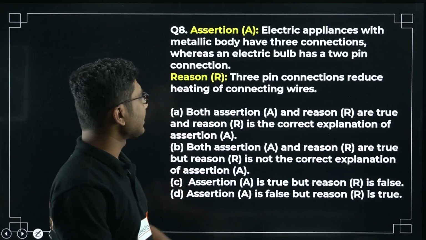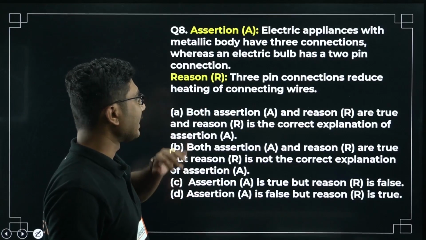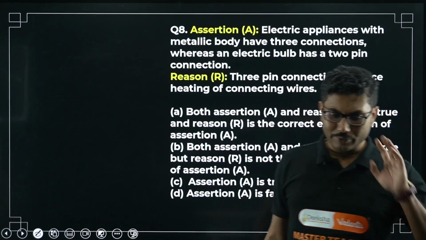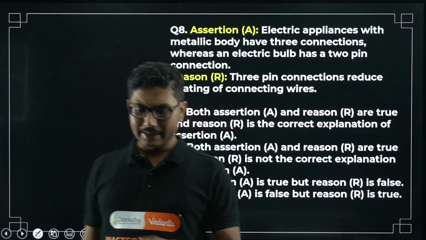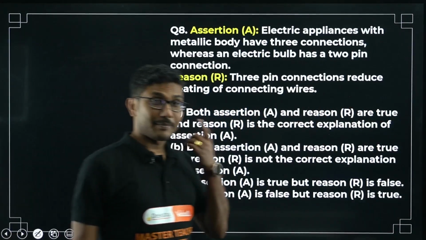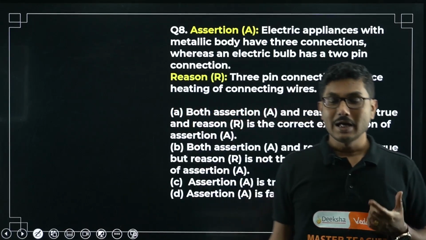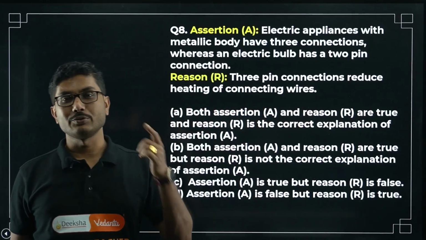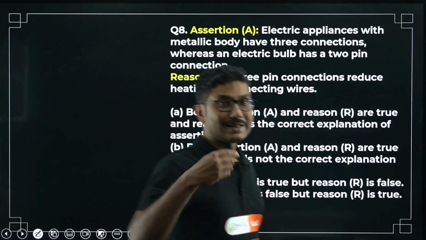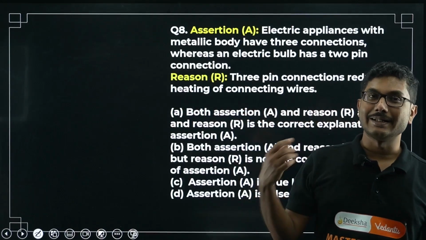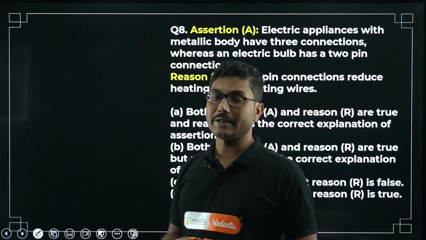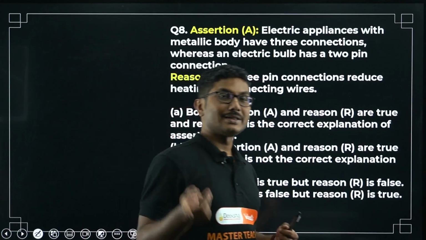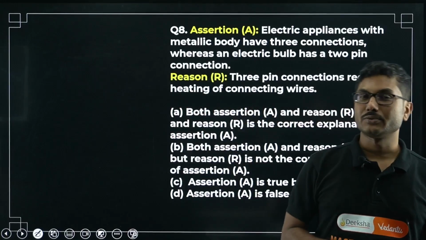The 3-pin connection reduces the heating of the connecting wires. It has nothing to do with the heating of the connecting wire. We will see in our magnetic effect chapter that the third pin actually works as a ground. It connects the household circuit to the ground, so that in case of any leakage or excess current flowing in the circuit, instead of electrocuting the user, the extra current passes to the ground.